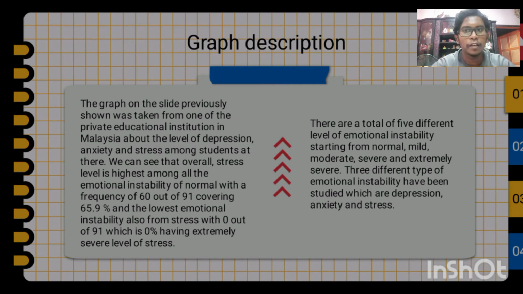Well, that is a good thing. So this shows that there are not too many people, or maybe not at all, having extremely severe stress leading to suicide. There are a total of 5 different levels of emotional instability, starting from normal, mild, moderate, severe, extremely severe, and three different types of emotional instability have been studied, which are depression, anxiety, and stress.